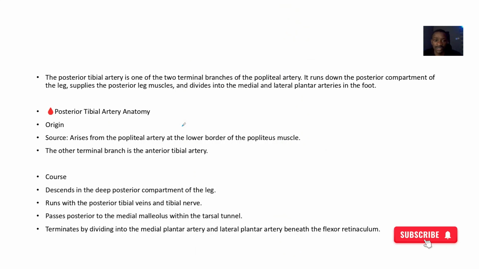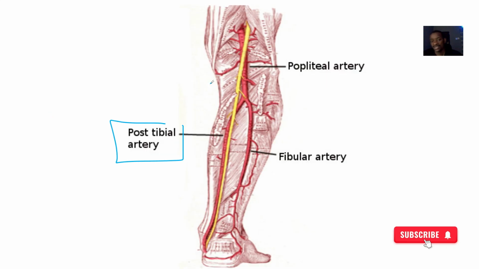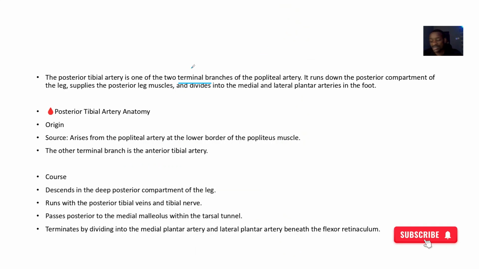The posterior tibial artery is one of the two terminal branches of the popliteal artery, the posterior tibial artery and the fibular artery. So it runs down the back side of the leg, that is the posterior compartment.